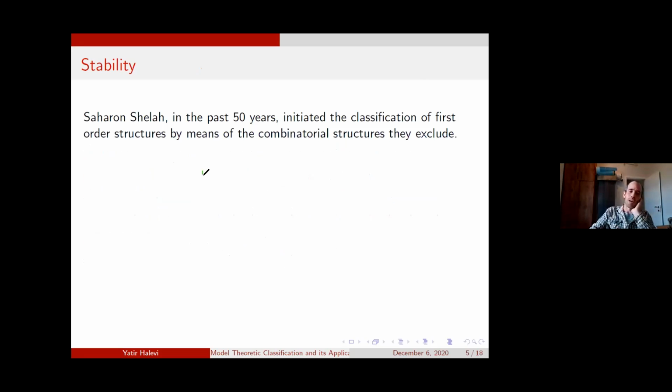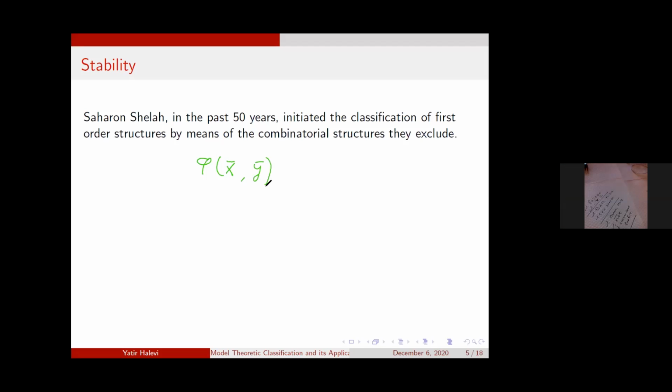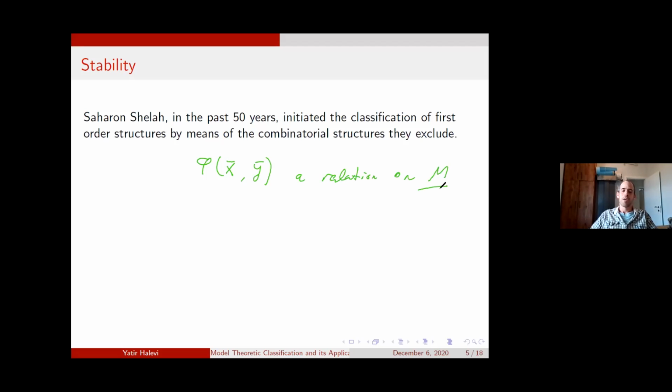So say you have a formula phi, and you have 3 variables, a tuple of x, and then you separate them into 2 sets of sequences of 3 variables. One of them you call the x, and the other one you call the y. Now this gives you a relation on M, on the structure. Because now you can take a pair of tuples, say a and b, and ask if they are satisfied by this formula. This gives you a relation.